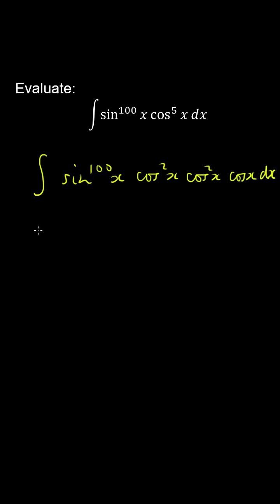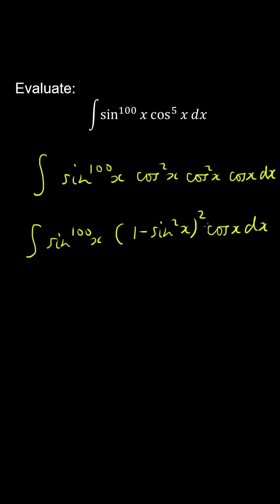Let's evaluate this integral. So first we're going to apply trig identities to simplify the cosine. So we have sine x to the power of 100 by cosine squared x by cosine squared x by cosine x dx. And now we can use trig identities. So we have sine x to the 100 multiplied by 1 minus sine squared x, so that's cosine squared x, and we square that, by cosine x dx. And now you can easily apply u substitution to evaluate this integral, and post your answer in the comments.